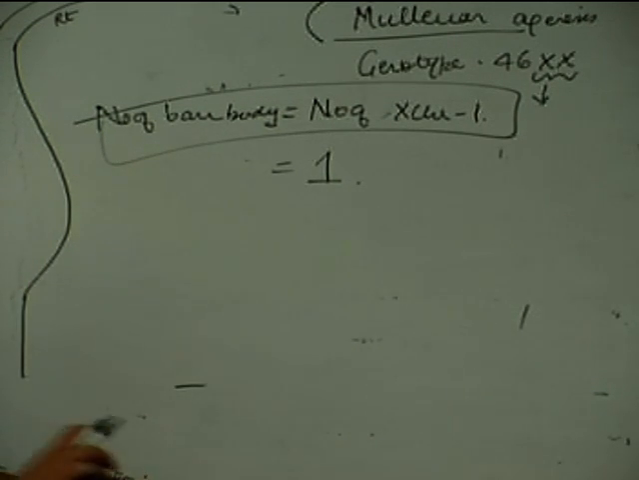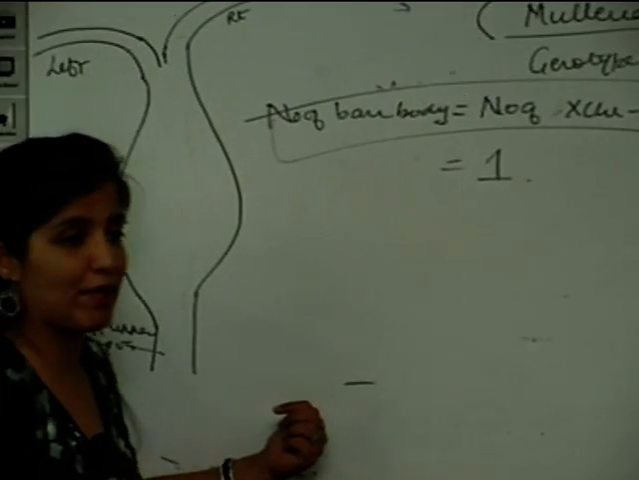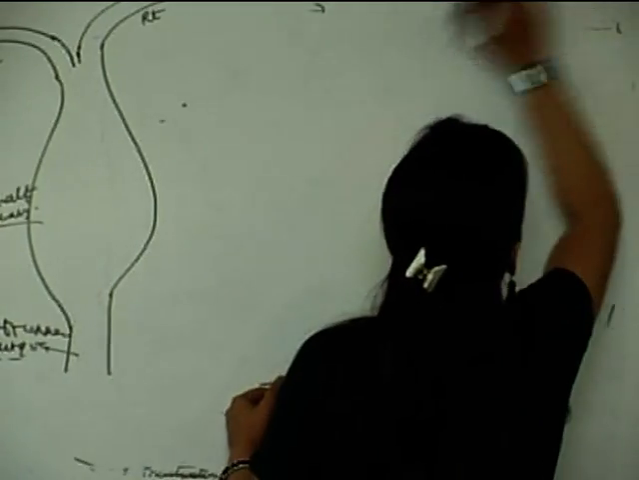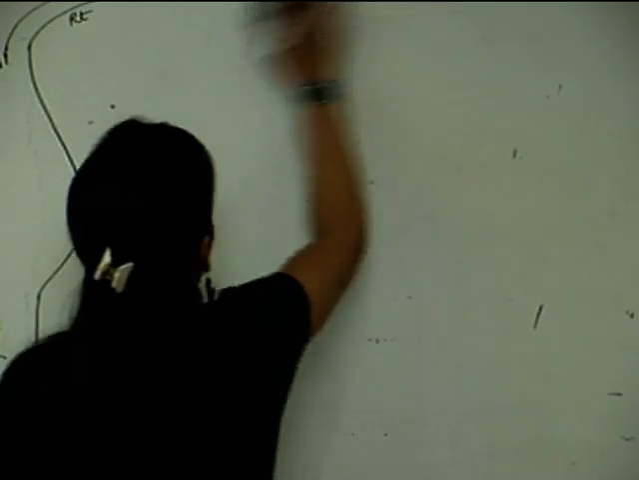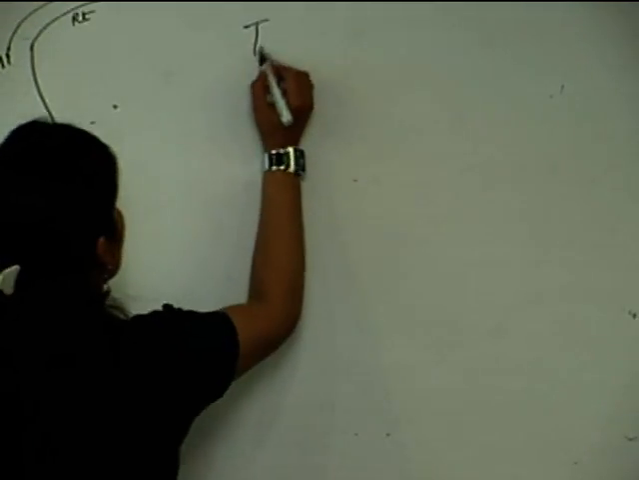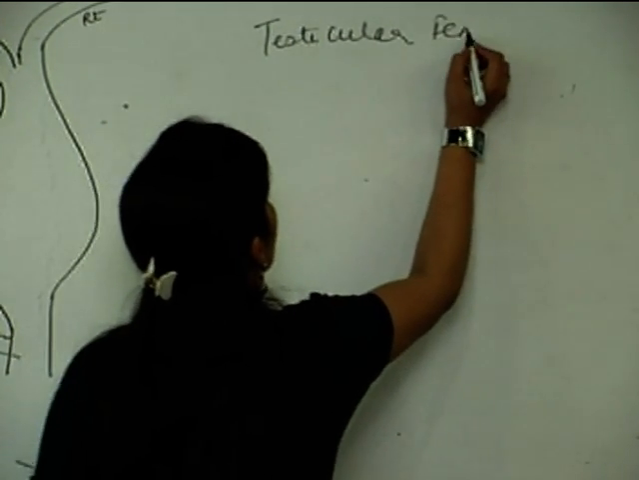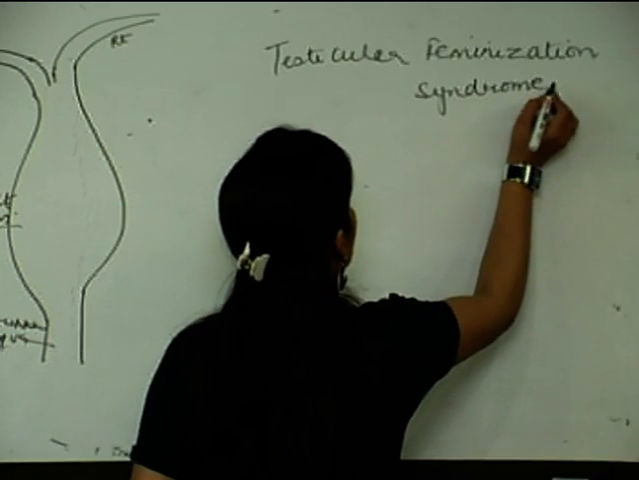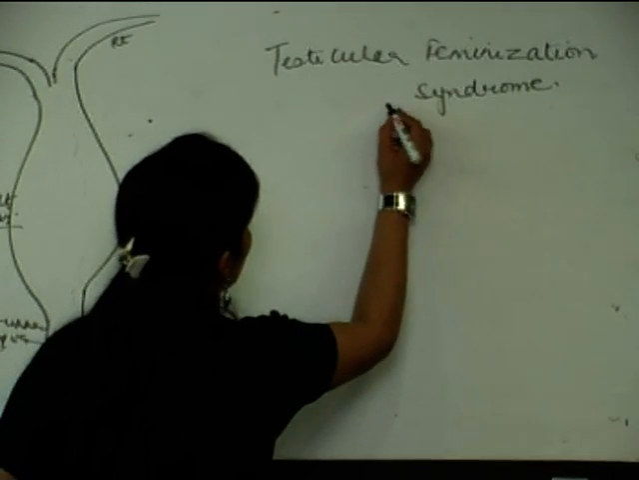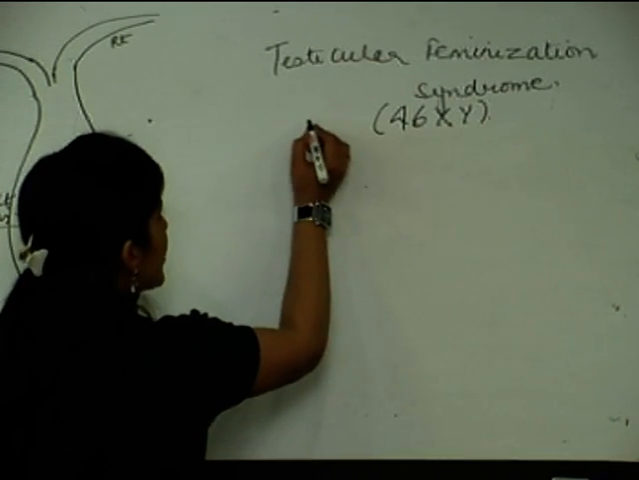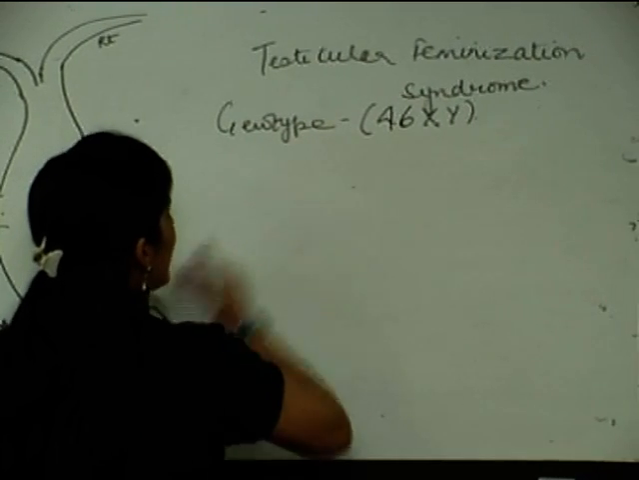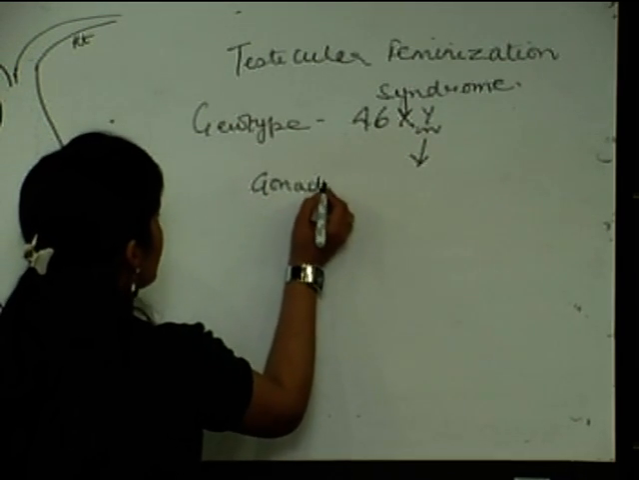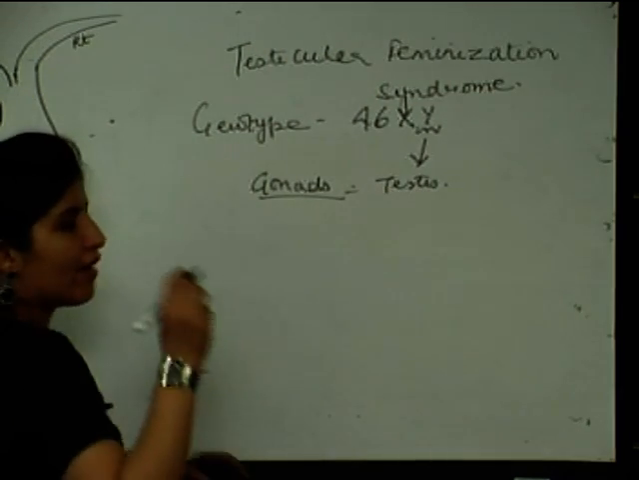So coming to the second cause of primary amenorrhea in compartment 1, that is testicular feminization syndrome. I hope you've all understood what is MRKH syndrome. Now, testicular feminization syndrome. In testicular feminization syndrome, as I have shown you in the chart, chromosome number is 46XY. That means their genotype is 46XY. Now again, if they have a Y chromosome, the gonads in these patients will be testes. That means they are actually males.